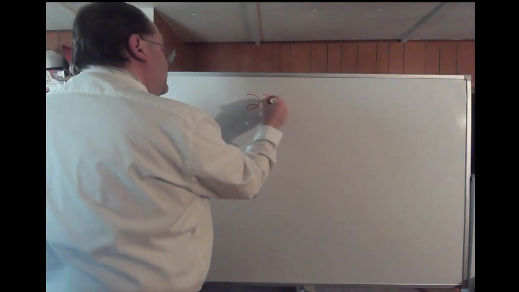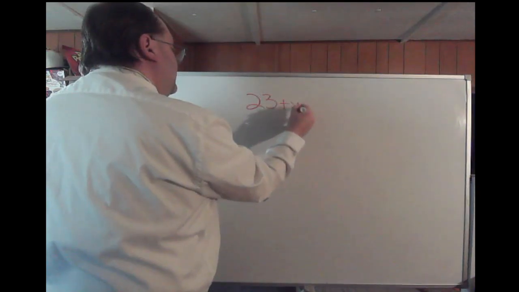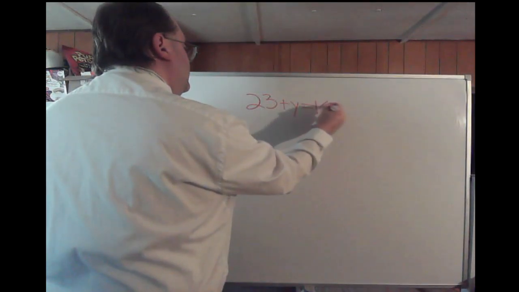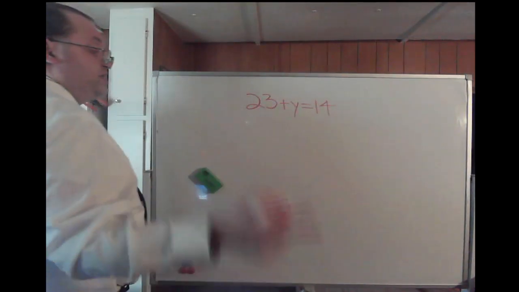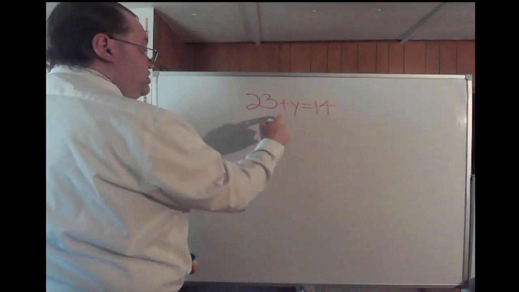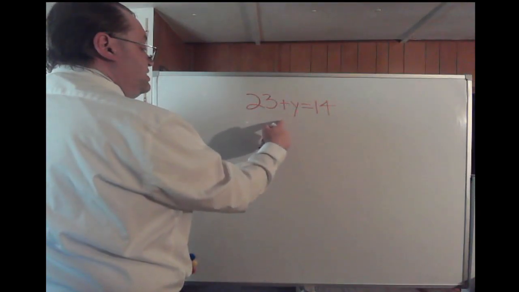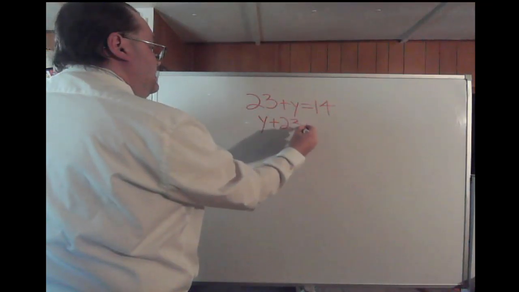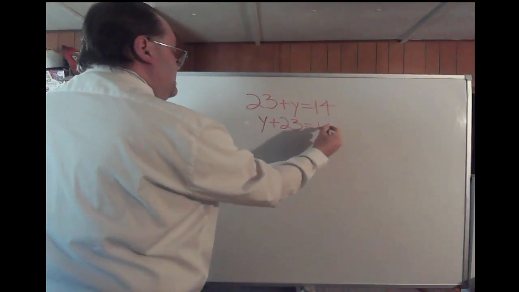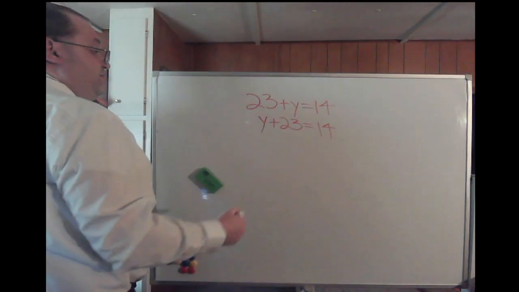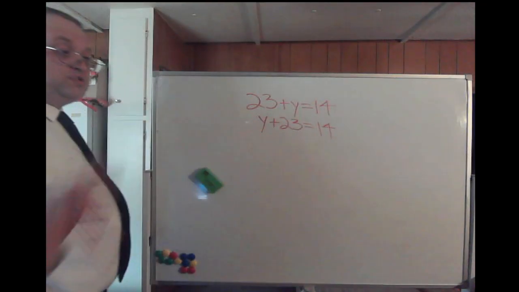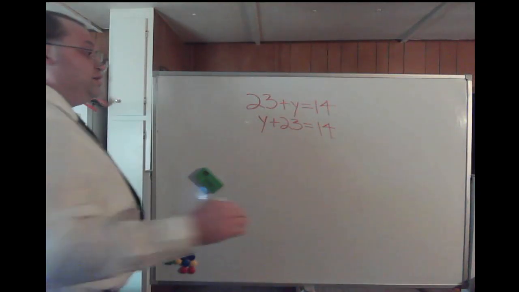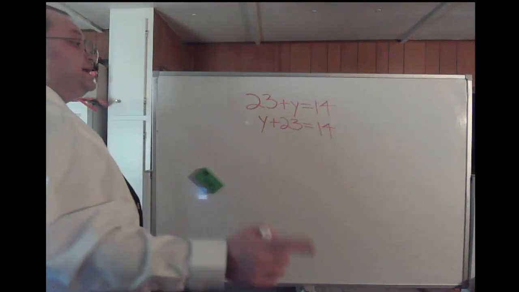Then we have 23 plus y equals 14. Well, by the commutative property of addition, we can switch the 23 plus y around to make it y plus 23 equals 14. So now you have y plus 23. The goal is to get y by itself.